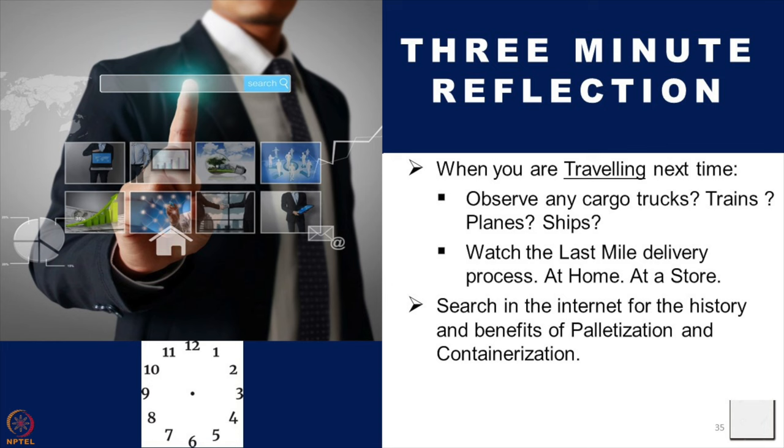Think about how you are getting your food delivery from a Swiggy or a Zomato or Dunzo or Licious or e-commerce, any of the e-commerce, Amazon or Flipkart or Nykaa. So think about the last mile delivery. And if you want to look back into a little bit of history, do an internet search on palletization and containerization and how we transformed the supply chain in the last few decades. And do a search also on digitization and the use of artificial intelligence, et cetera, in supply chain in the next decade. So reflect for 3 minutes.